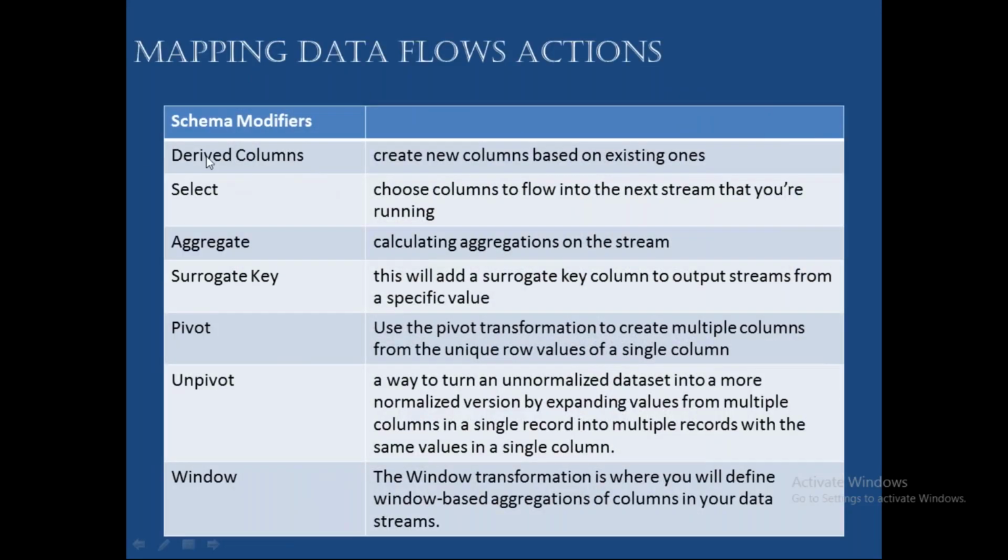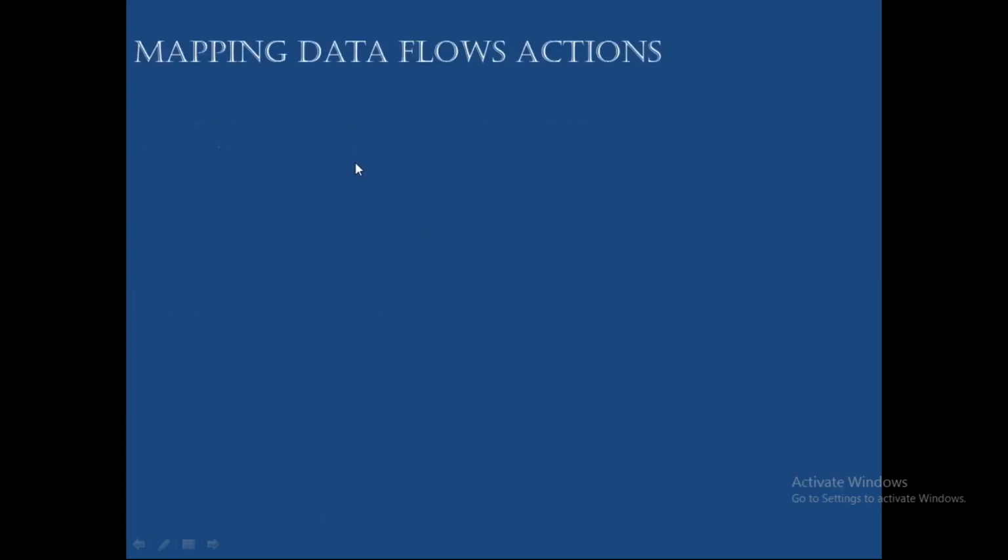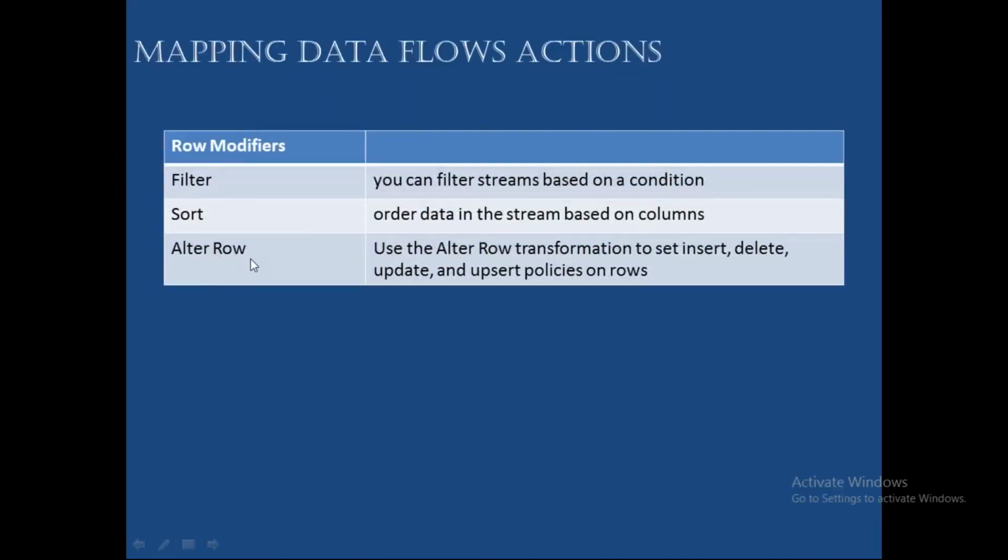Mapping data flow actions. See here, derived column, today also we are going to see, but we already learned. Select we already learned. Aggregate we learned. So surrogate key, if you want, I will show you today itself, but later also you can use surrogate key. I will do 2 labs if we have some time. So I will show you how surrogate key works. Instead of using derived column, you can also use the surrogate key to generate unique values. Next, pivot and unpivot, we have not discussed. Those things we will discuss. But window we discussed in depth. Then we discussed filter, sort, and alter row.